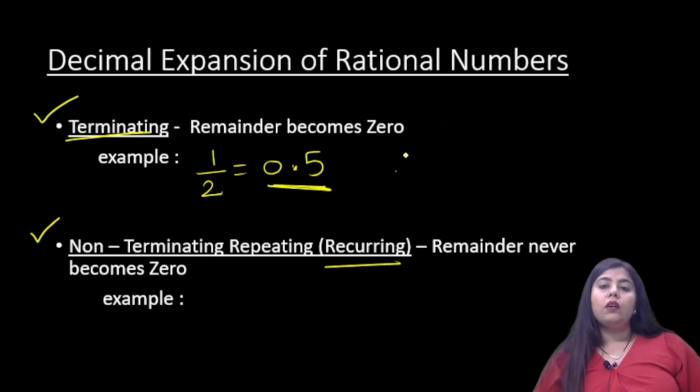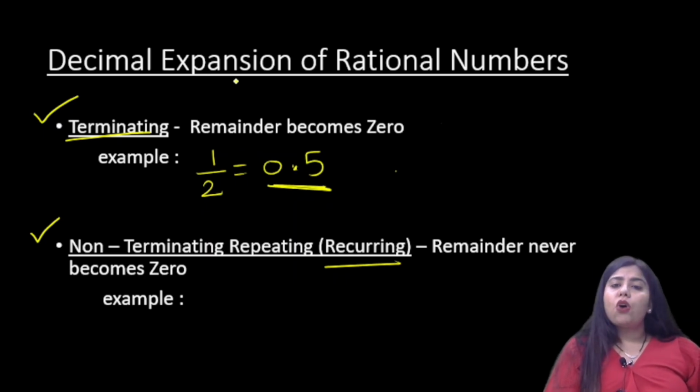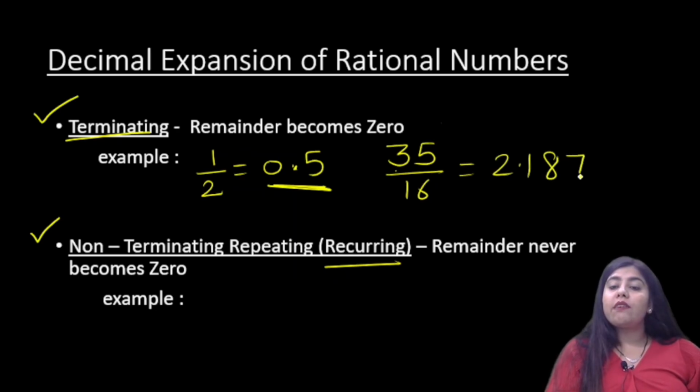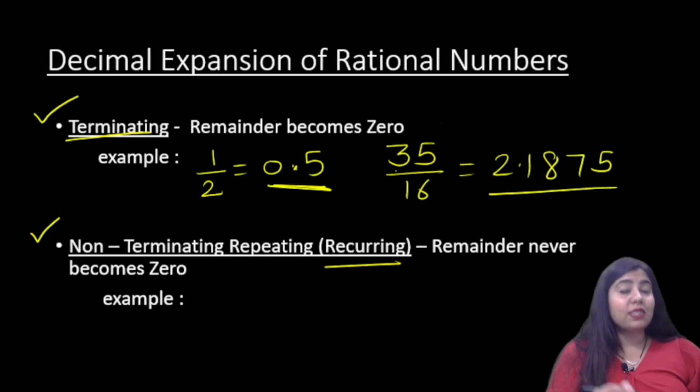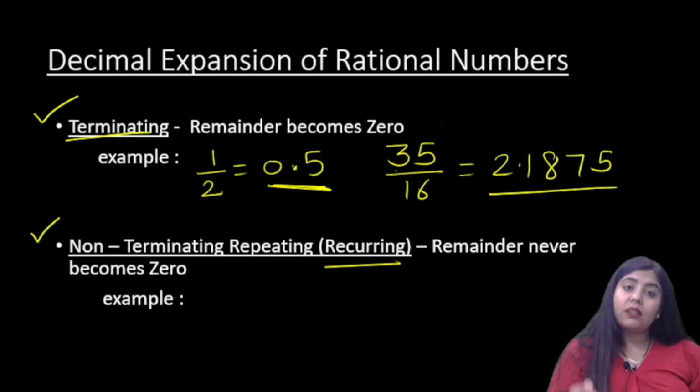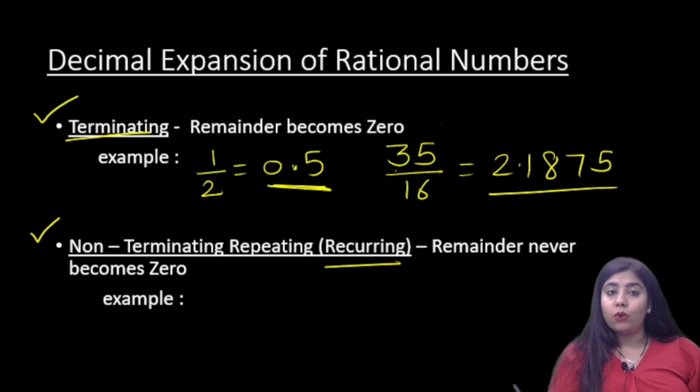Also, we just solved a rational number 35 upon 16. 35 upon 16 was 2.1875 and we had just seen that the remainder became 0, right? So it is the terminating decimal expansion.